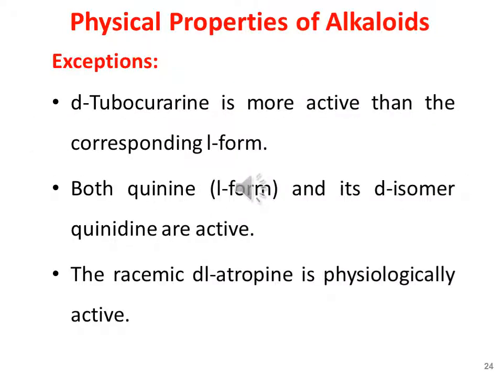As I have already informed you, the levorotatory isomers of the alkaloids show enhanced biological activity and are more active than the dextrorotatory isomers of alkaloids. However, there are some exceptions to this rule. For example, dextrorotatory tubocurarine is more active than the corresponding levorotatory form. Both levorotatory quinine and dextrorotatory quinine, or quinidine, are equally active. Similarly, racemic, dextrorotatory and levorotatory atropine are physiologically active.